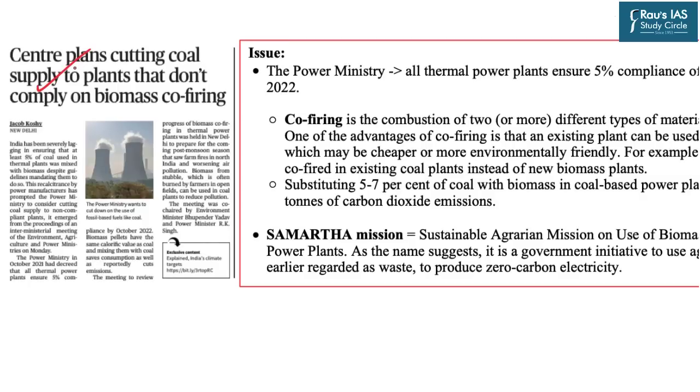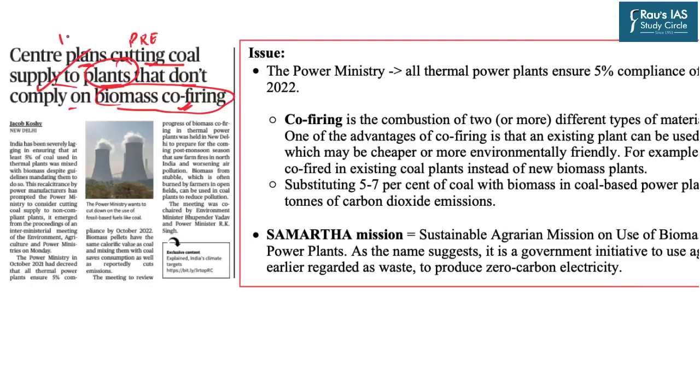Now, this is the last topic of today's session. The topic reads, Center plans cutting the coal supplies to the plants that do not comply on biomass co-firing. In today's session, we are going to discuss this topic mainly from the prelims perspective so that you can understand what is the meaning of co-firing, what is the concept and what are its various benefits, why the government is planning to cut the coal supplies to the thermal plants which are not complying with the directions given by the government, and what exactly those directions were. So let us begin our discussion.